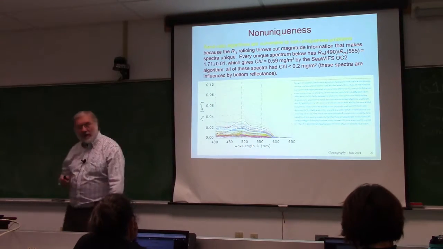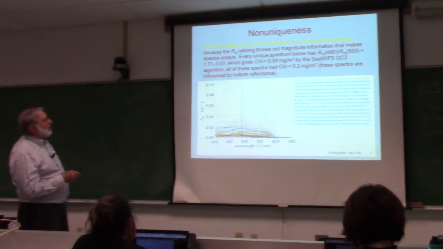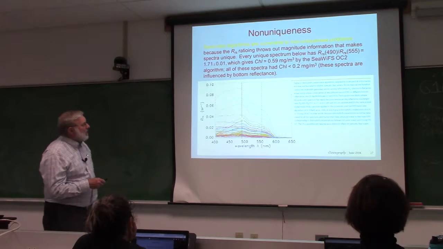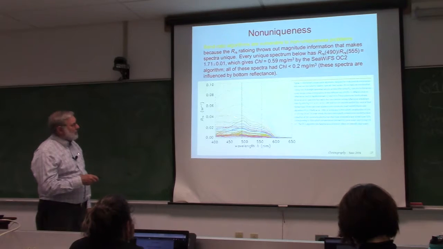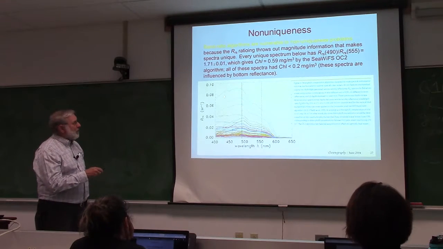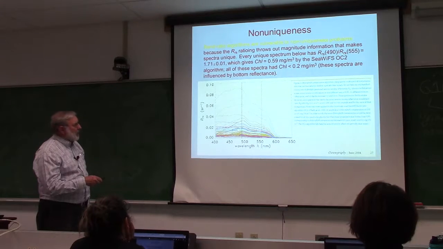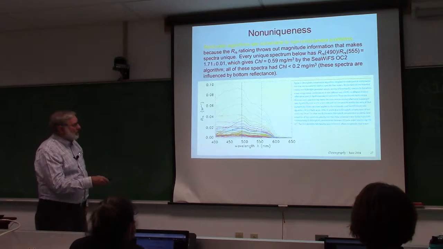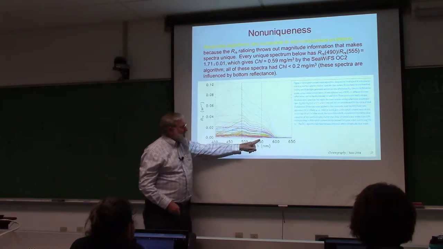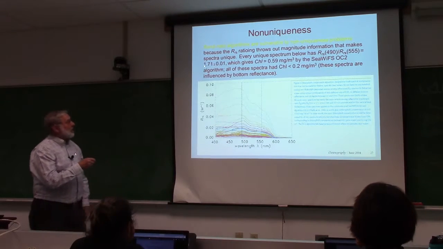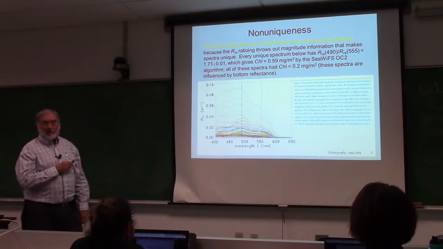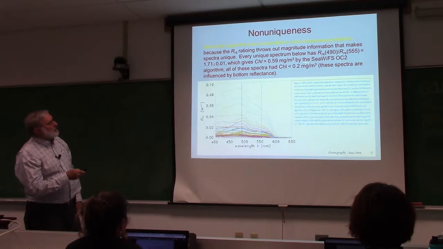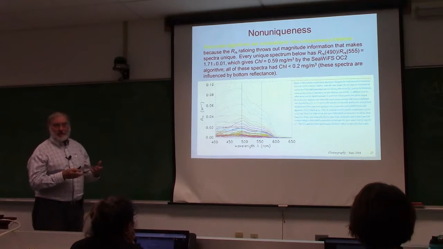Okay, here's a bunch of different spectra. I don't know, like 50 or however many it is. So these are all different spectra from very big to very low. And if you look at the ratio of 490 to 555, every one of these spectra has the same ratio. It's 1.71 plus or minus 0.01. If you plug that into a chlorophyll algorithm for the CZCS one, it says the chlorophyll is 0.59.